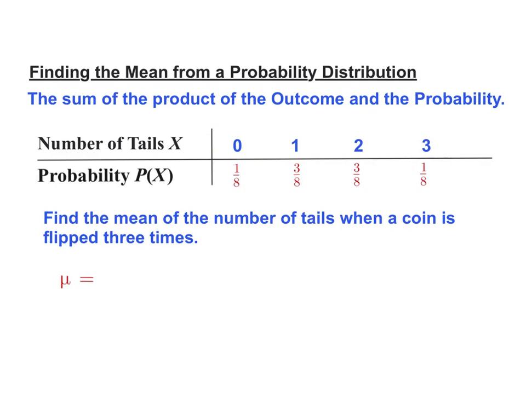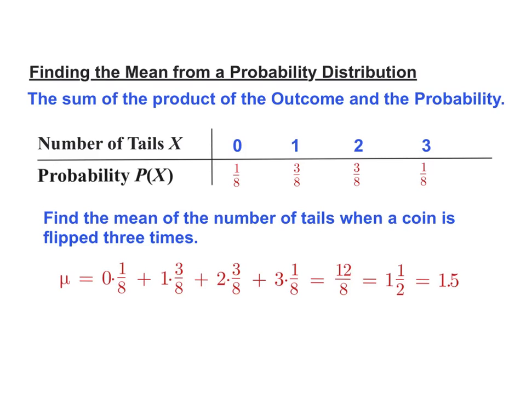So we're going to use that mu notation again, bless you. Okay, and again, we're just going to multiply the outcome with its corresponding probability and see what we get. Okay. Did anybody get the answer yet? I got 3 halves. Yeah. 3 halves. In this case, 1.5. That would be the mean.